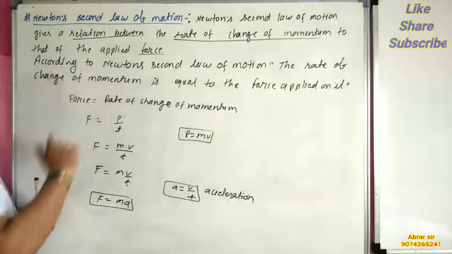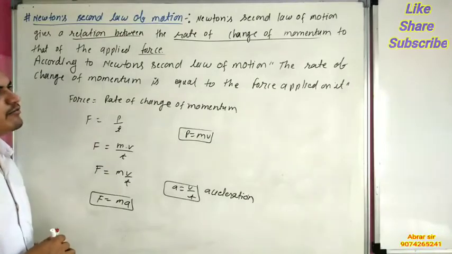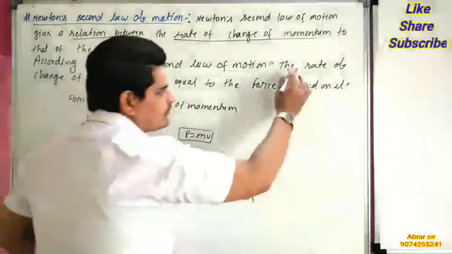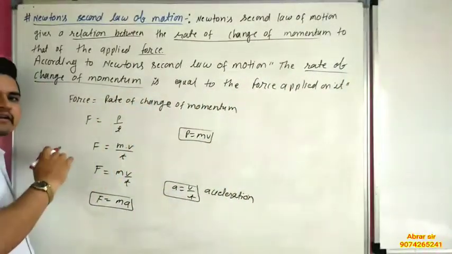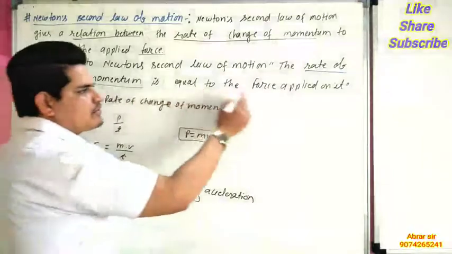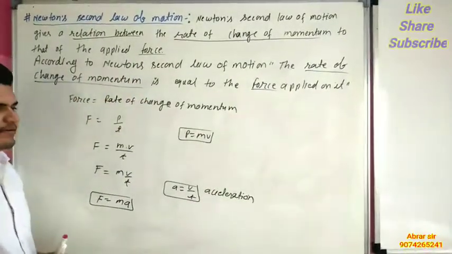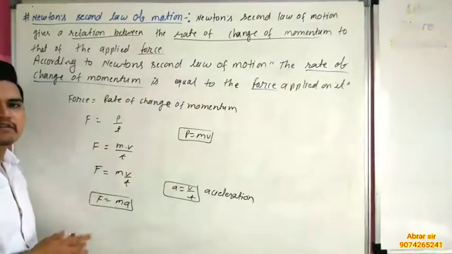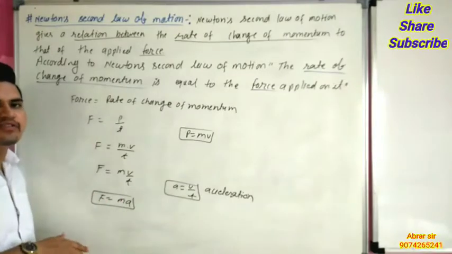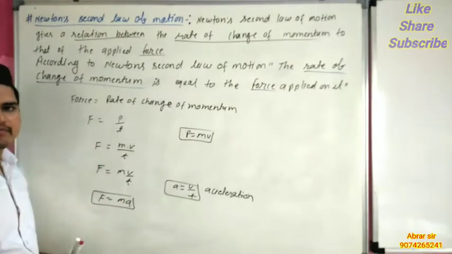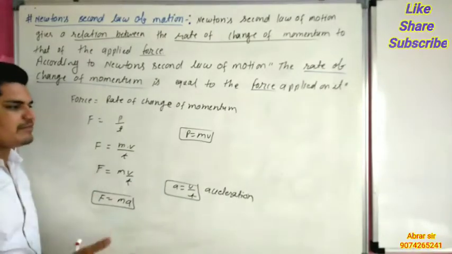So according to Newton's second law of motion, the rate of change of momentum is equal to the force applied on an object. When an object is in motion and we apply an external force to stop the object, the rate of change of momentum is equal to the force applied on it.